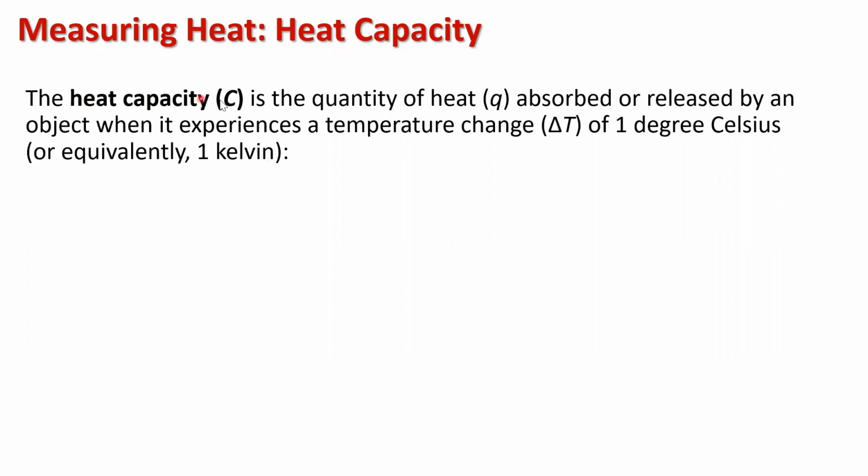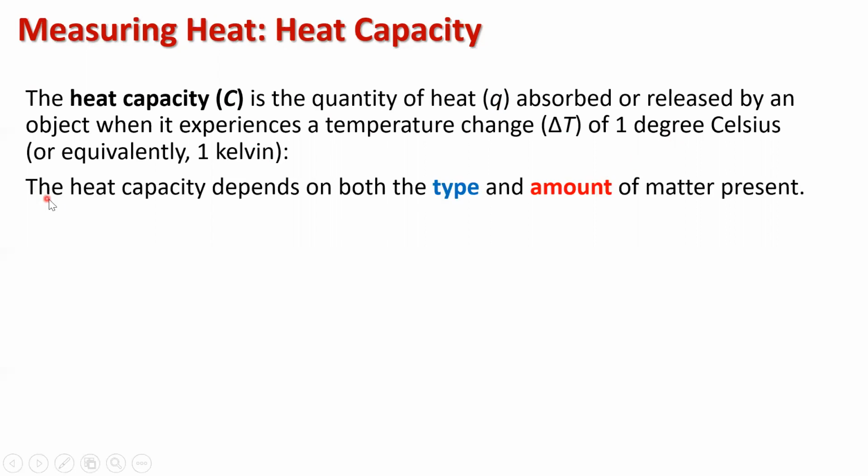So heat capacity, which is a capital C, is the quantity of heat, Q, absorbed or released by a substance when it has a temperature change, delta T, of 1 degree Celsius or 1 Kelvin. Now heat capacity depends on both the kind of matter that we're looking at and the amount of matter that's present.